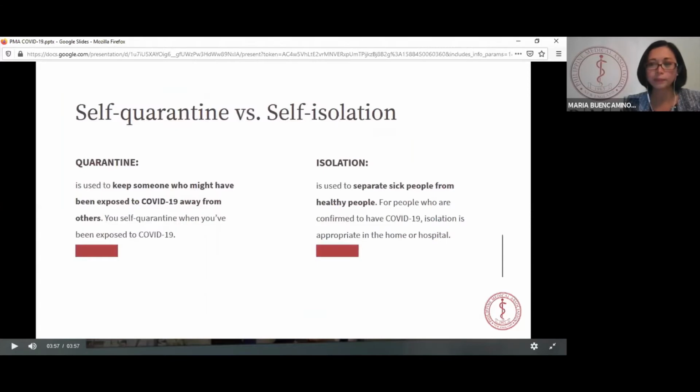So let's differentiate quarantine versus self-isolation. A lot of people get confused with this terminology. Quarantine is used to keep someone who might have been exposed to COVID-19 away from others. So you self-quarantine when you're exposed to somebody with COVID-19 infection. On the other hand, isolation is used to separate sick people from healthy people. So for those who have been diagnosed with COVID-19, isolation is appropriate whether in the home or the hospital, depending on the severity of symptoms.